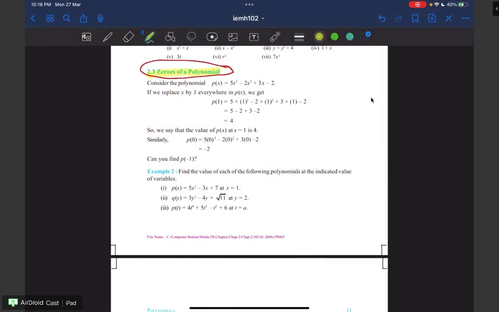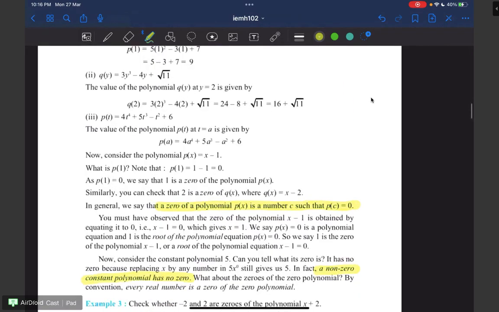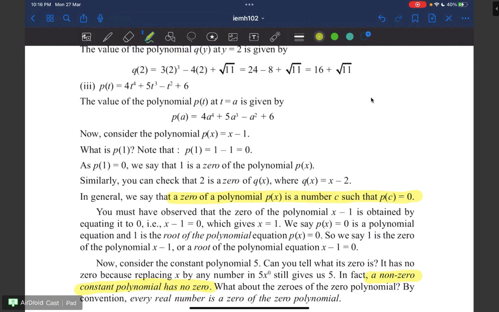So how can we define the zero of a polynomial? The zero of a polynomial can be defined as follows. As we can read here, a zero of a polynomial p(x) is a number c such that p(c) equals 0. In place of an expression, whenever we put a particular value and after putting that value we are getting 0, that value is known as the zero of the polynomial.